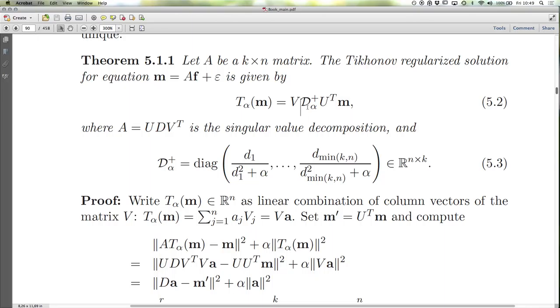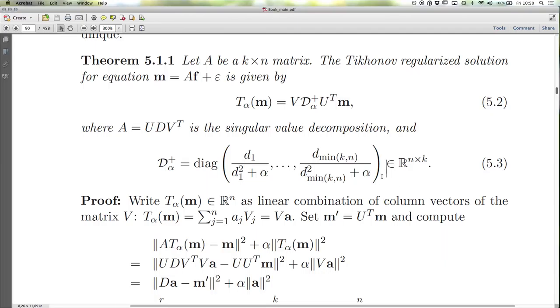Tikhonov regularization can also be written in the same form as the pseudo-inverse. The only difference is that this diagonal matrix is chosen differently. The way to choose it is shown here. We take the singular value and divide it by the singular value squared plus alpha. Alpha is the regularization parameter. Note that we can do this also for the zero singular value, so we can go all the way along the diagonal until the end. Even if the singular value is zero, so we have zero in the numerator, alpha is positive, so there is no division by zero. There is just zero divided by a positive number, which is okay. So this is a way of computing the Tikhonov regularization.